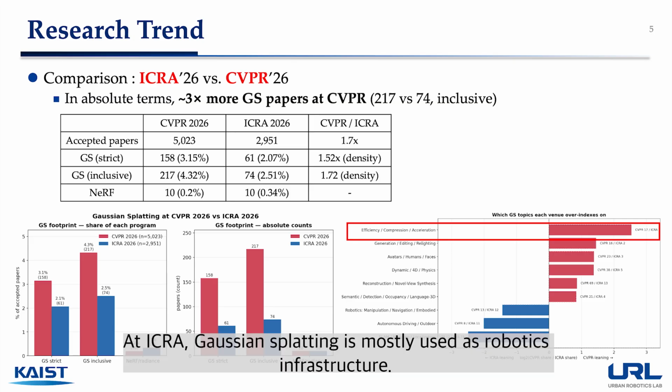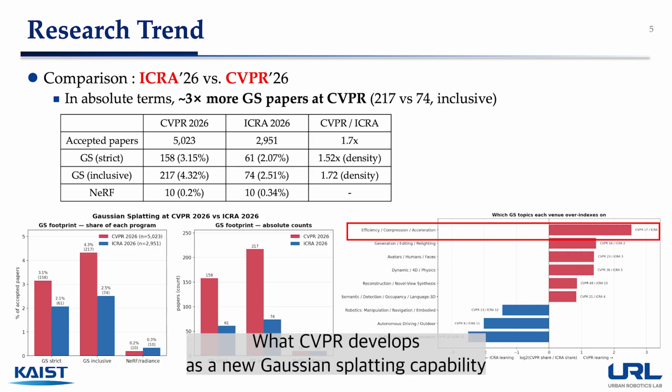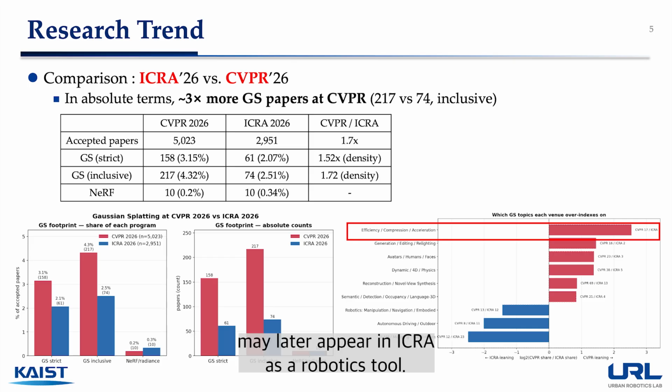At ICRA, Gaussian splatting is mostly used as robotics infrastructure. This gap suggests a time lag between the two communities. What CVPR develops as a new Gaussian splatting capability may later appear in ICRA as a robotics tool.